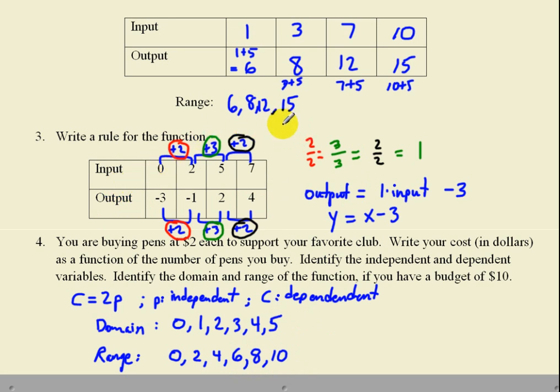Alright, so there you have it with representing functions with rules and tables. Good luck!